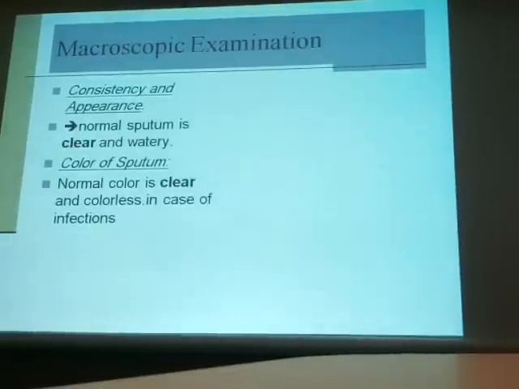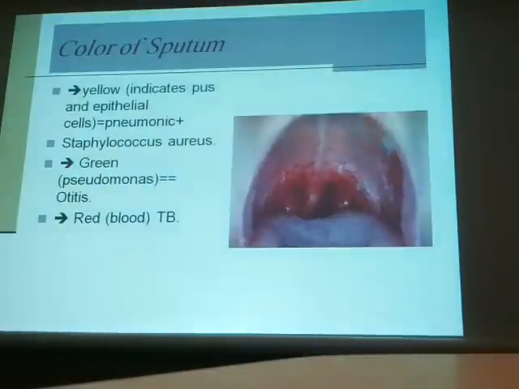Okay, it's very important to do a macroscopic examination, meaning the color and consistency of the sputum. Normal sputum is usually colorless and clear. Any other color of the sputum indicates a pathological process. So if we have yellow sputum, it indicates pneumonia or pus; if we centrifuge it directly and take the sample from the sediment, we find the sediment full of white cells, so it gives a yellowish color.